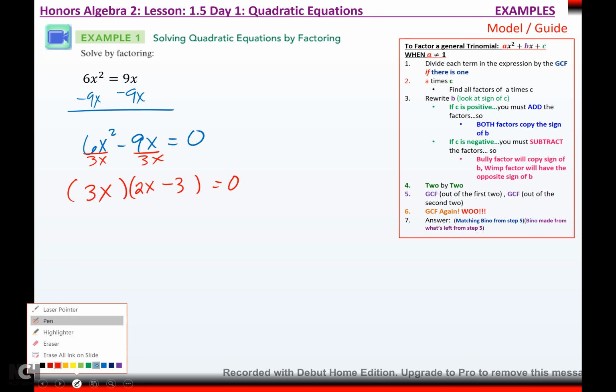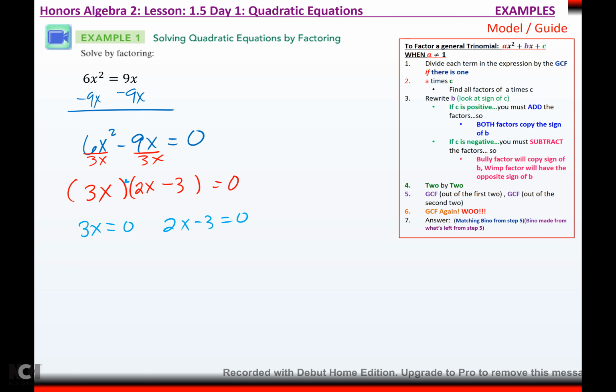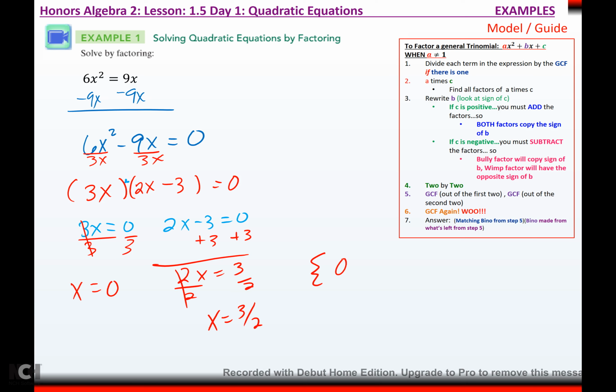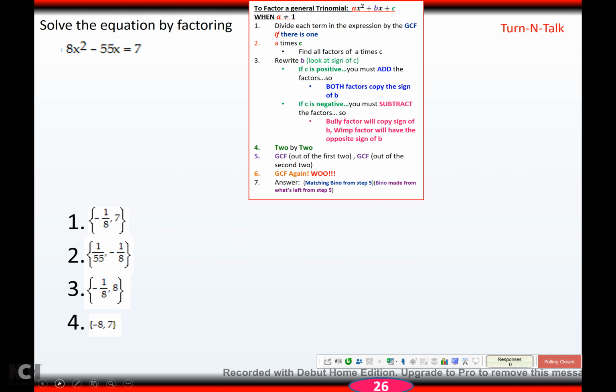And factoring is done, but now we need to solve. So here's my product. So either 3x is the 0 or 2x minus 3 is the 0. To get x alone on the first one, divide by 3, I get x equals 0. Add 3 on the second, and I get 2x equals 3. Divide by 2, and I get x equals 3 halves. So my two solutions are 0 and 3 halves. Alright, you try.